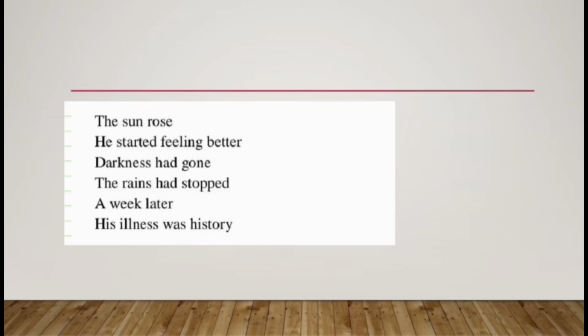For example, in this poem: The sun rose. He started feeling better. Darkness had gone. The rains had stopped. A week later, his illness was history. So from the poem, rain and darkness can be a symbol of problem, while the rising sun is a symbol of new beginning.